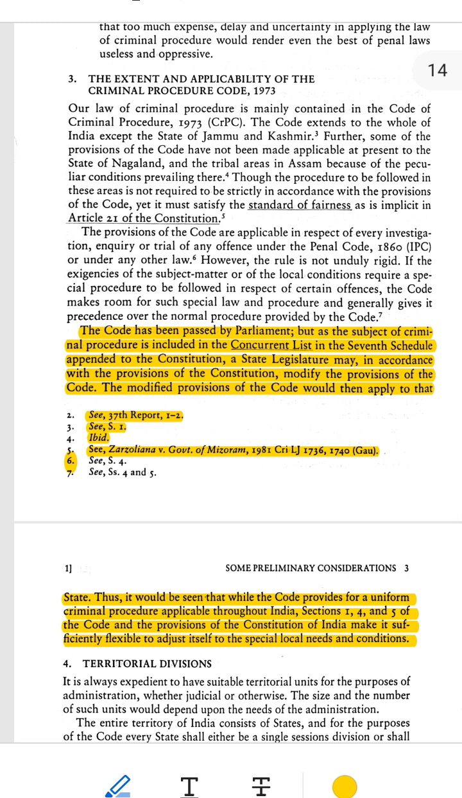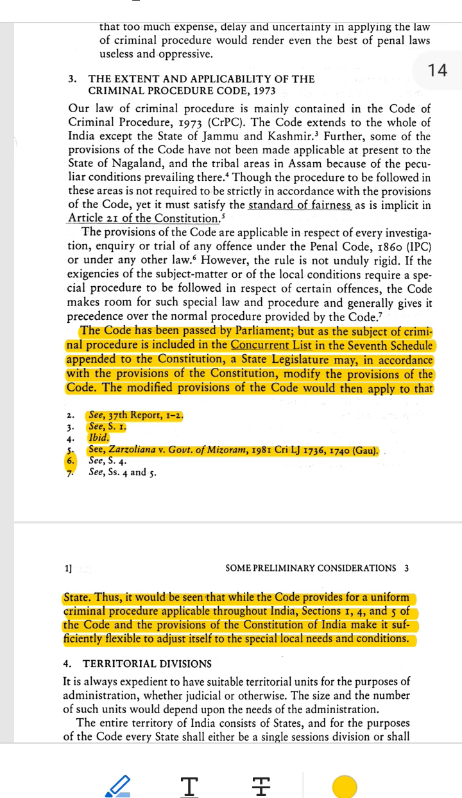Let's break this down step by step and explain it in the simplest way possible. Sentence: the code has been passed by Parliament. The code refers to the Criminal Procedure Code, CRPC, which is a set of rules made by the Parliament of India to handle crimes, investigations, trials, etc. Parliament is the highest lawmaking body in India, made up of elected representatives. When they pass a law, it becomes official and applies to the entire country.